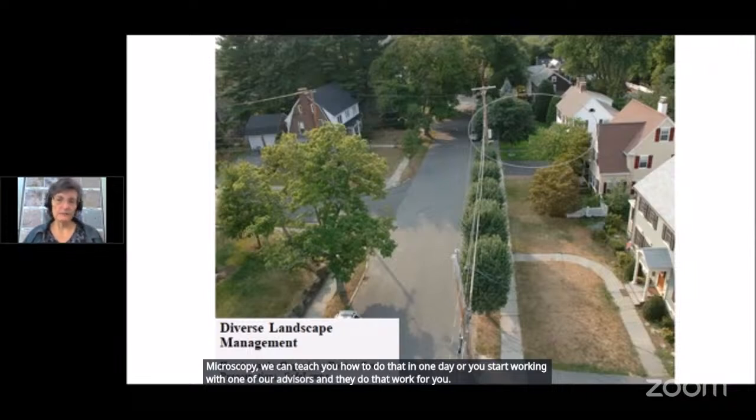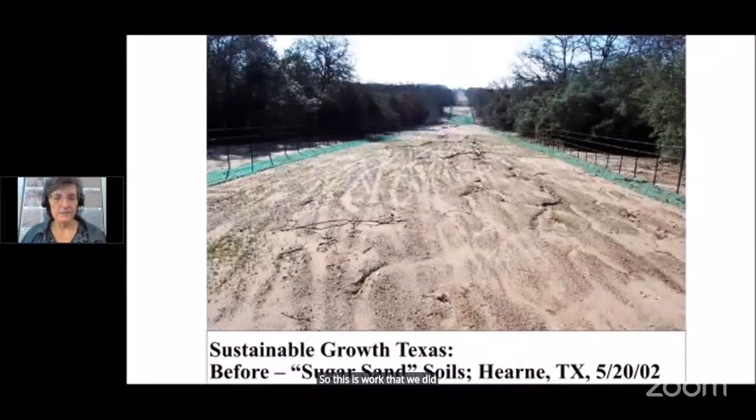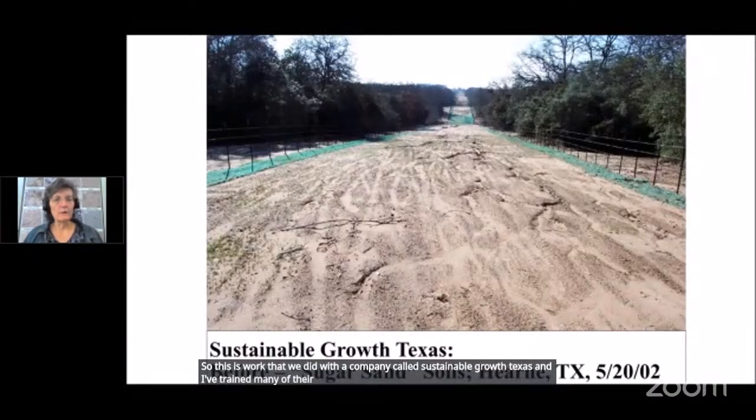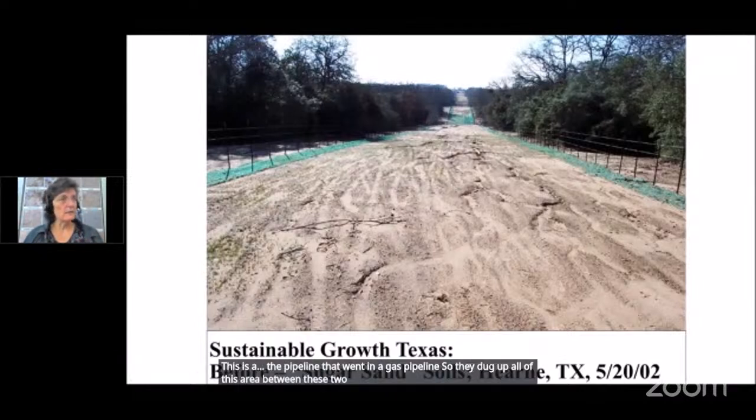So whether it's on a landscape like this or a landscape like this, this is work that we did with a company called Sustainable Growth Texas, and I've trained many of their people. They know how to do the microbiology. This is the pipeline that went in, a gas pipeline. So they dug up all of this area between these two fences. They dug all of that up, buried the pipeline, covered it back up.